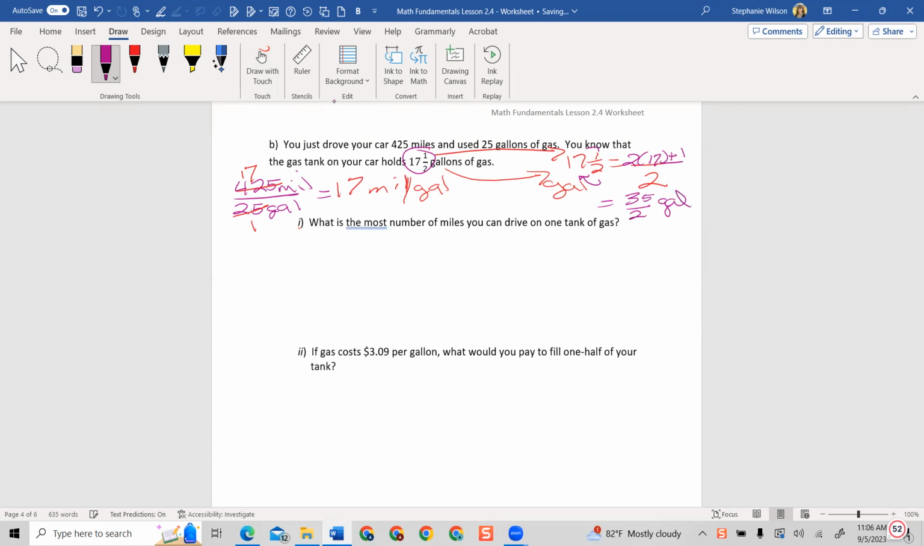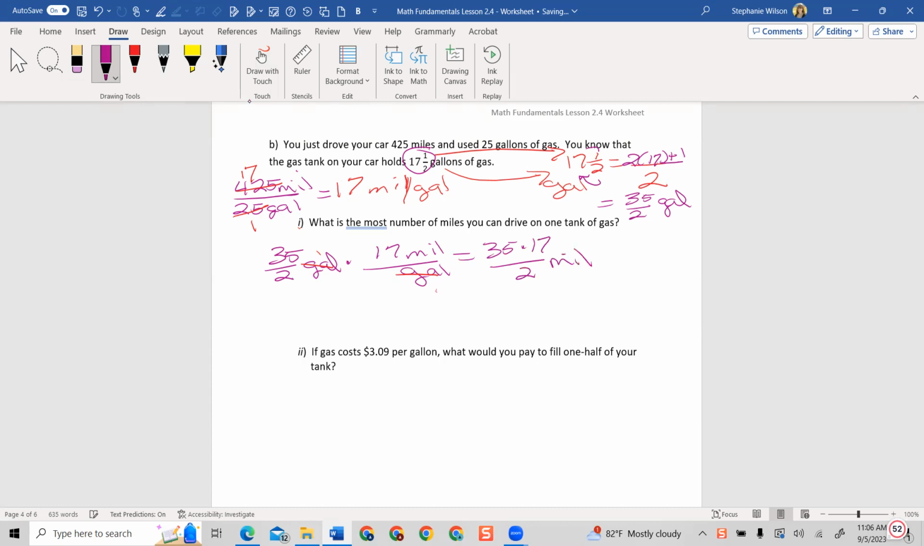All right, so now let's answer A. A wants to know what is the most miles that you can get on a tank of gas. So I'm going to take that 35/2 gallons and I'm going to multiply that by that 17 miles per gallon. Oh, wow, my gallons reduce, right? They go into themselves one time. So now I'm left with 35 times that 17 over 2 miles.